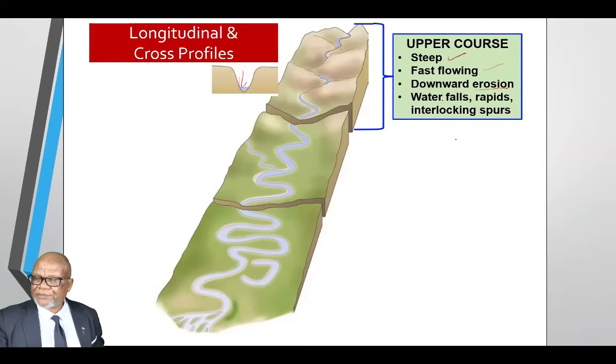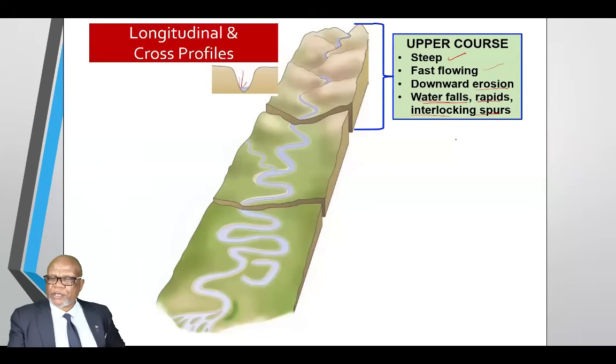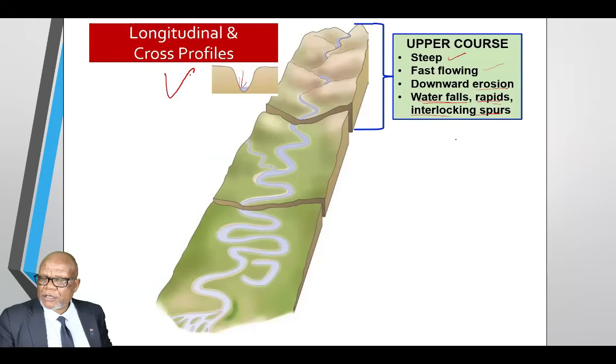And what are the features that you're going to find along the river? In the upper course, it will be your waterfalls, your rapids, your interlocking spurs. These are the features that you'll find in the upper course. And then the valley, the cross section.